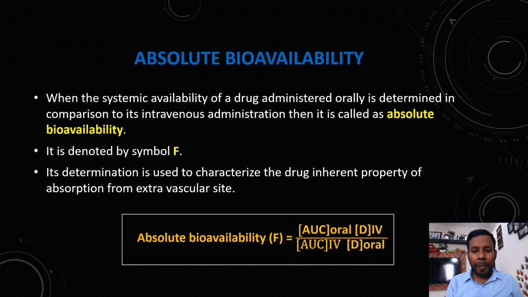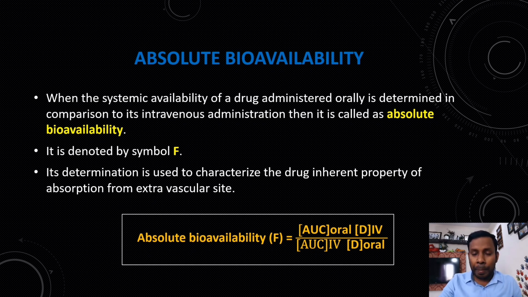Types of bioavailability. There are two types of bioavailability. Number one, absolute bioavailability, and second one is relative bioavailability. What is absolute bioavailability? When the systemic availability of a drug administered orally is determined in comparison to its intravenous administration, then it is called absolute bioavailability. Means here, after oral route, how much bioavailability we are getting is compared with the intravenous route.